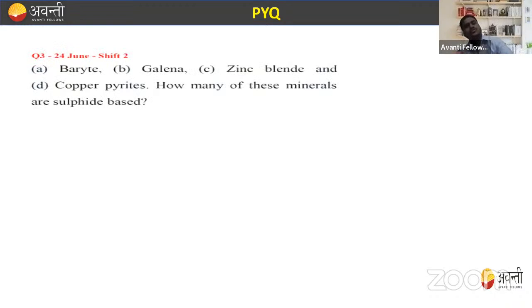Now, the next question, beta, is: pyrite, galena, zinc blende, and copper pyrites. How many of these minerals are sulfide ores? Again, the questions are asked from this topic only, right? So these questions are going to be asked again and again. So out of these four, pyrite, galena, zinc blende, and copper pyrites, how many of these minerals are sulfide ores? So you have to identify the sulfide ores.